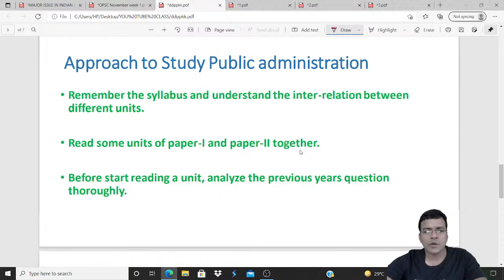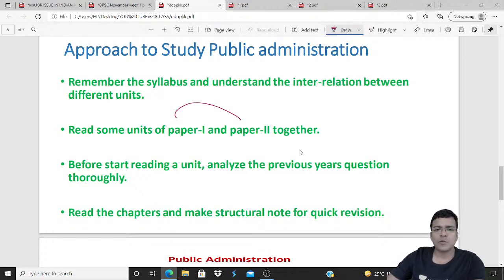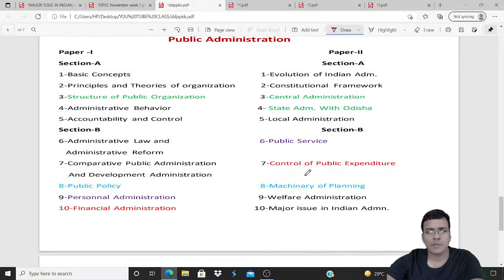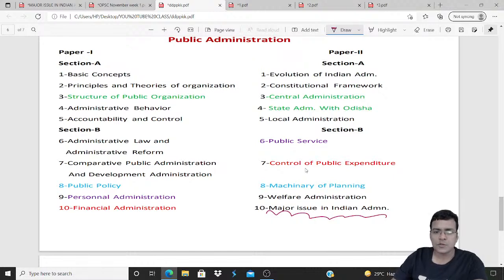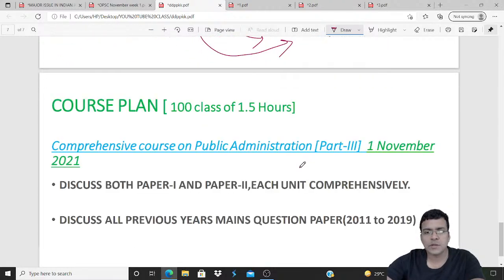This would be your approach to study public administration: remember the syllabus, understand the interrelation between different units, read the summary of paper 1 with paper 2, analyze previous year questions, and make structured notes or a mind map. We are discussing major issues in Indian administration, which covers interpretation of basic concepts, accountability and control, administrative law and reform, and personnel administration. So 60% of this unit is already covered in paper 1, as I have told in class.